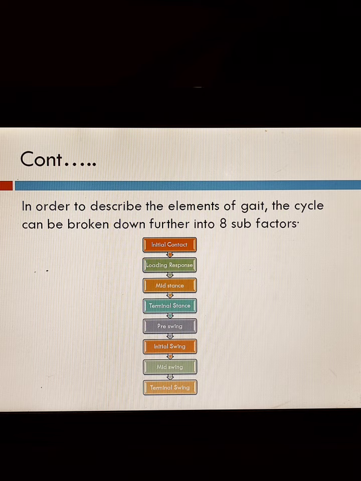In order to describe the elements of gait, the gait cycle can be broken down further into sub-phases. There are 8 sub-phases. Number 1, initial contact. Number 2, loading response. Number 3, mid-stance. Number 4, terminal stance. Number 5, pre-swing. Number 6, initial swing. Number 7, mid-swing. Number 8, terminal swing.